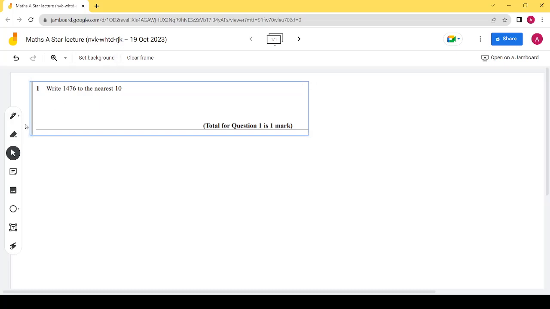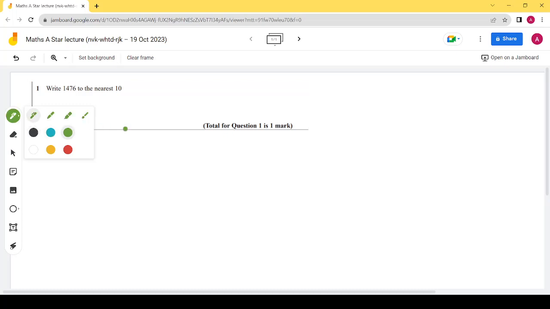Here we've got 1476 to the nearest 10. The 7 is in the tens column, and the number after it is a 5 or higher.